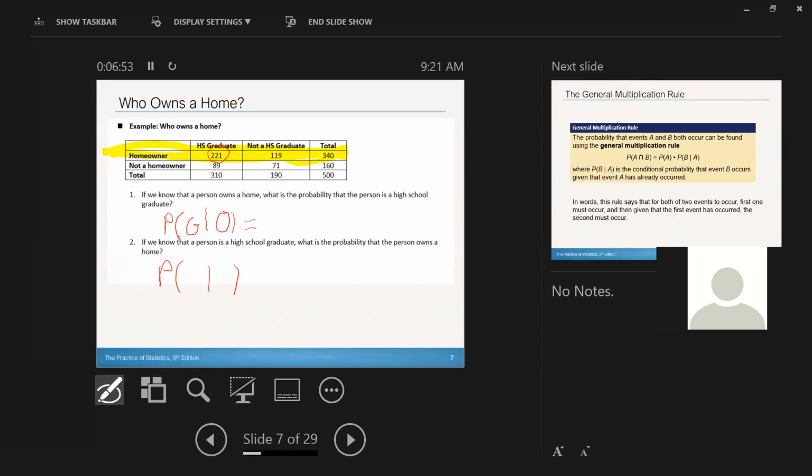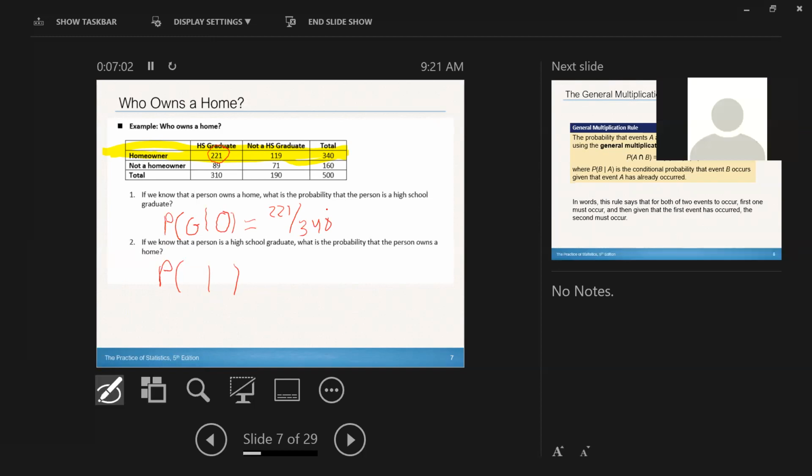Does that make sense? Yeah. It's given that they're a homeowner. So great, we got the 221, thank you. And then we'll do out of the 340. So 221 out of 340 is 65%. So the probability that they are a graduate, given they're a homeowner, is about 65%. Cool. Thanks, Lillian.